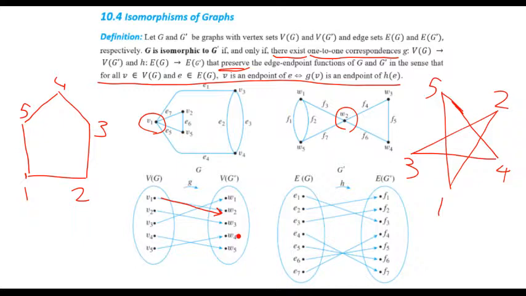And based on the correspondence that we created for the vertex sets, we can create another one-to-one correspondence, like h, for the edge sets of G and G prime, but we need to be careful to define h in a way that correspondences g and h both preserve the edge endpoint functions of G and G prime. It means that if v and e are a vertex and an edge of graph G, v is an endpoint of e if and only if g of v is an endpoint of h of e.